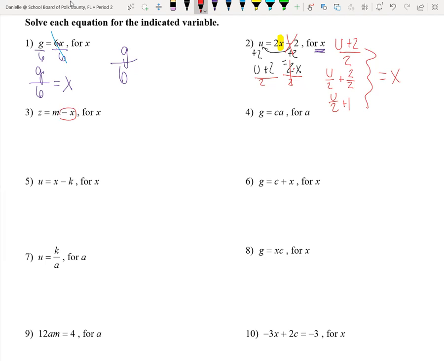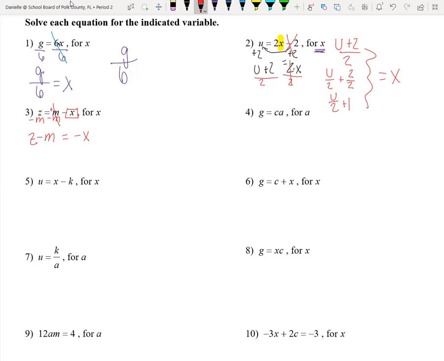Number 3. Again, I want to solve for x. We could do this 2 different ways, and I will show you both of them. First way is the simple way, saying move everything away from my x, which means first we need to move our m. Since this is a positive m or a plus m, we need to subtract m on each side. Our m's cancel, and we get z minus m equals negative x.